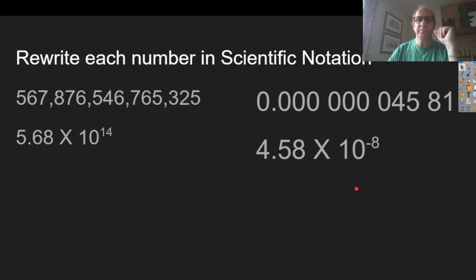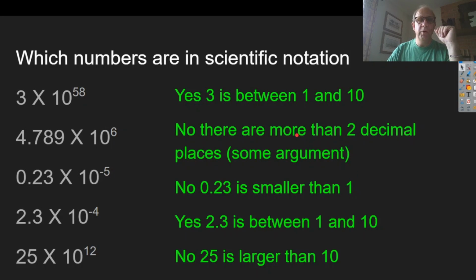All right. So which numbers are in scientific notation? 3 times 10 to the 58. Yes, 3 is between 1 and 10, and I've got a power of magnitude. 4.789 times 10 to the 6th. No, it's more than 2 decimal places, but some people might say yes. So be careful on that one.